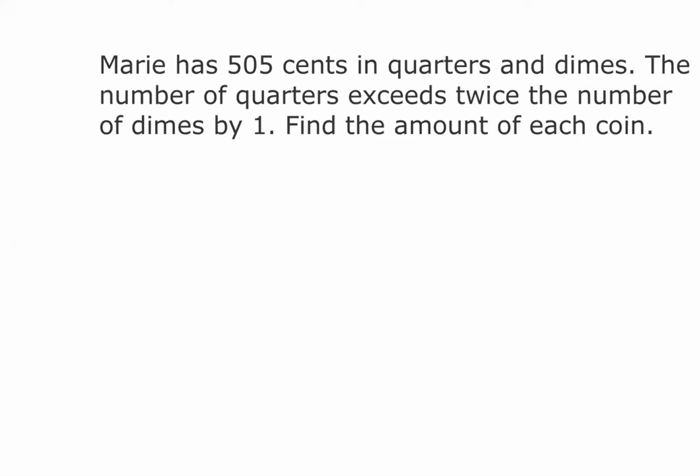So Marie has 505 cents in quarters and dimes. The number of quarters exceeds twice the number of dimes by 1. That's a weird way of saying this, but the number of quarters is called Q. Exceeds means it's more than twice. So it is more than twice dimes. It exceeds it by 1. I know that one is worded kind of weird, but basically this is what it means.